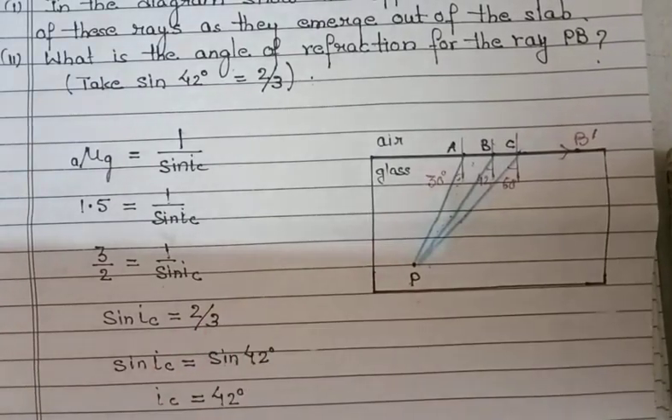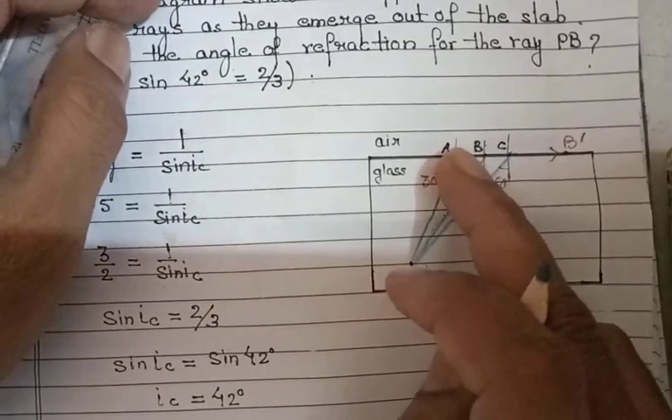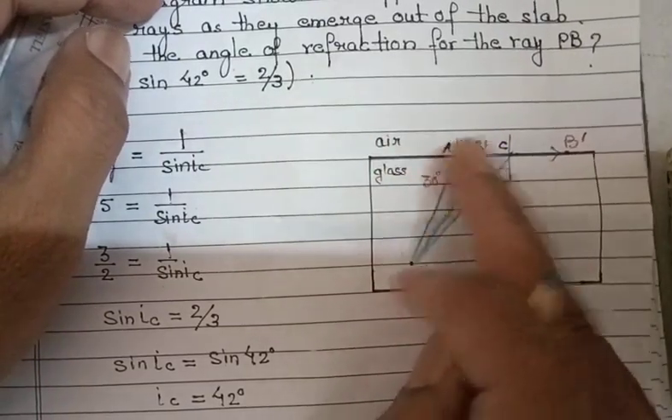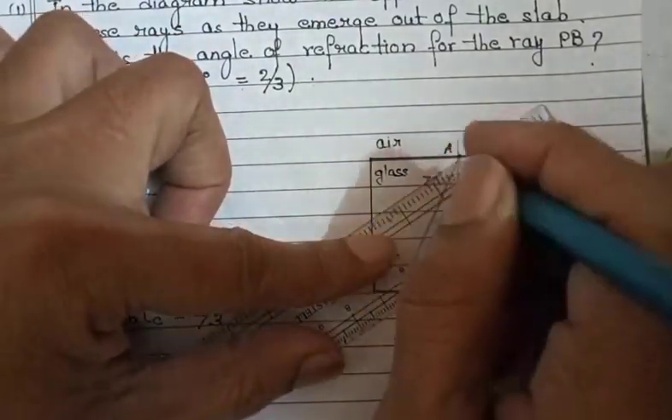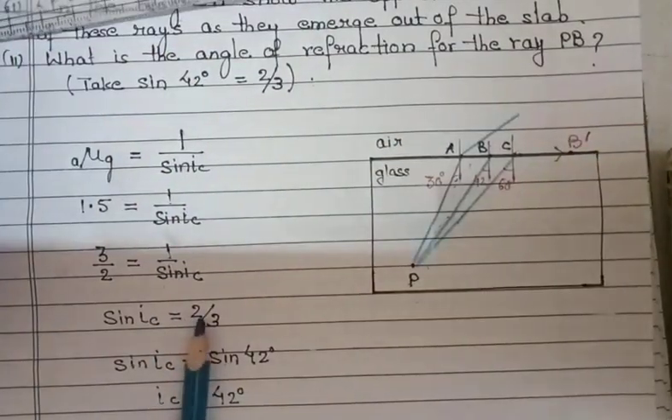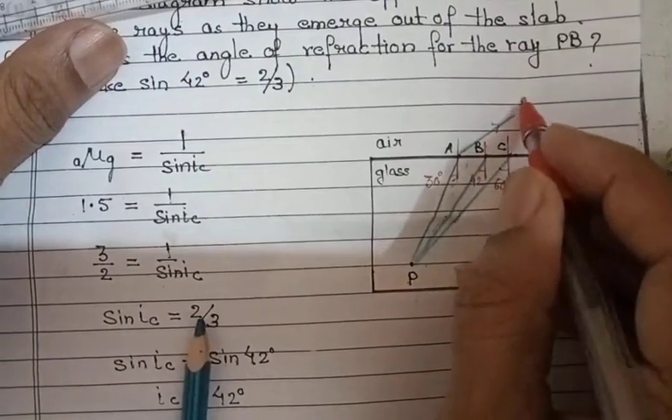So a ray which has angle of incidence less than critical angle, that ray will deviate and it will pass from glass to air, bending away from the normal. So this will be the path of ray PA. So ray PA will be going along this direction. So we have this A dash.